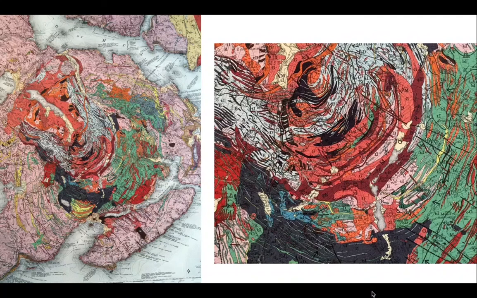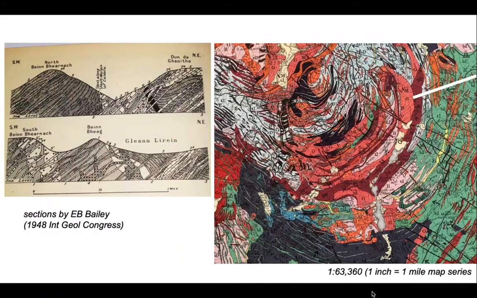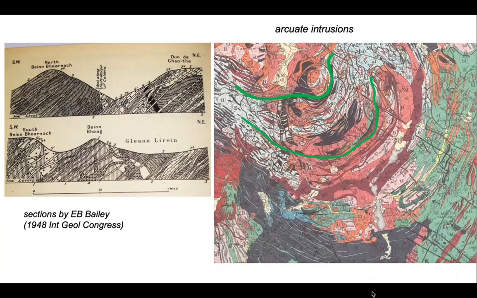So Bailey showed the structure of these in some cross sections. Here we go, they're coming through that part of the map shown by the white stripe, and these were sections put together for an International Geological Congress field excursion in 1948 that visited Mull and Ardnamurchan. So these intrusions are inclined and they make arcuate patterns at outcrop. These arcuate patterns are typical of many of the volcanic centres in this part of Scotland.